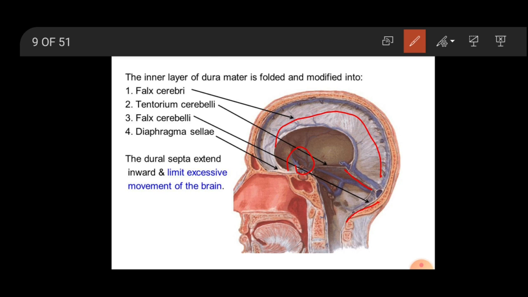If these dural folds are not present, what happens? The brain in the skull exerts strain on the thin walled veins that pass through the subdural space, and it leads to rupture of these veins. That's why you have the dural folds. The function of the dural folds is to help in stabilizing the brain during movement of the head, in order to prevent injury to the thin walled veins that pass through the subdural space. We'll see these dural folds one by one.